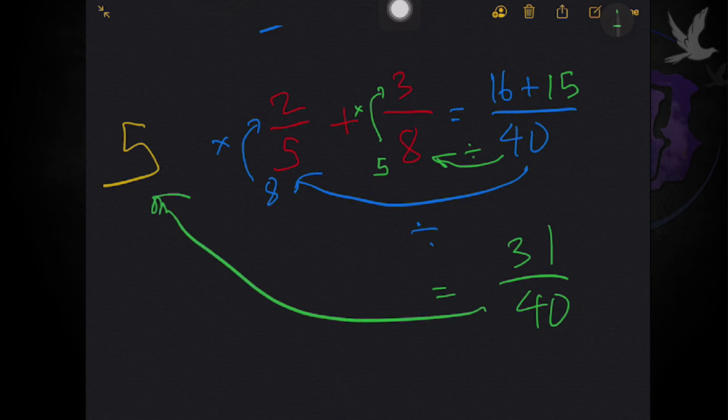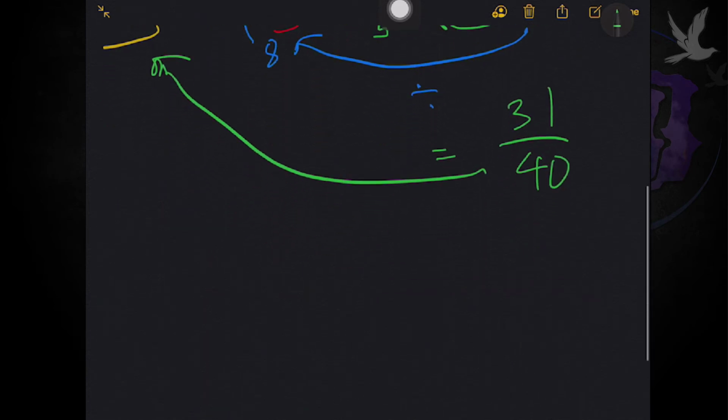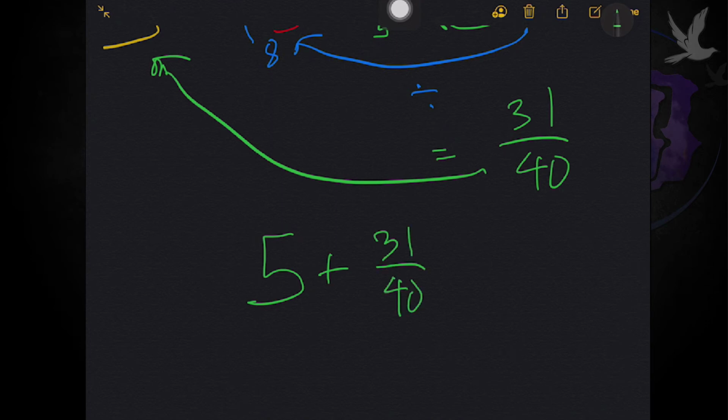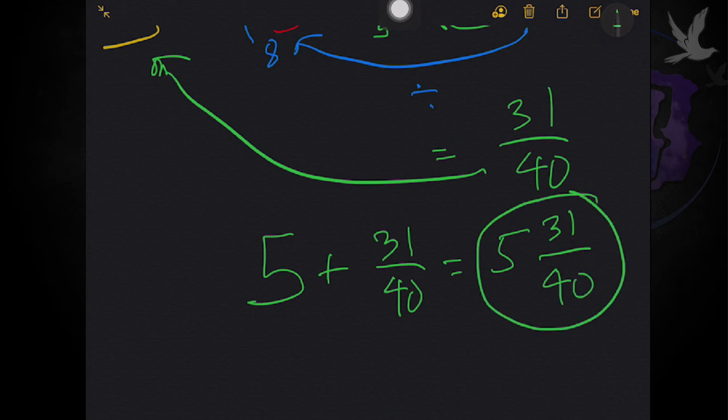Meron tayong sineparate kanina, ang 5. Okay. All you have to do now is just to put them together. That's 5 plus 31 over 40, which is equivalent to just 5 and 31 over 40. That's it. Ganun lang. Kadali.